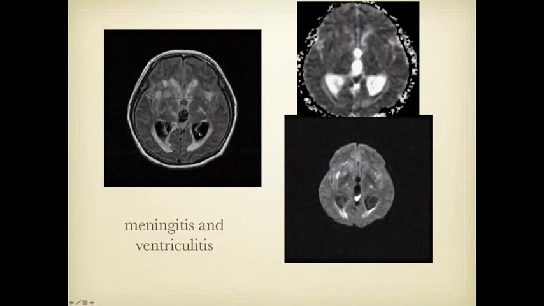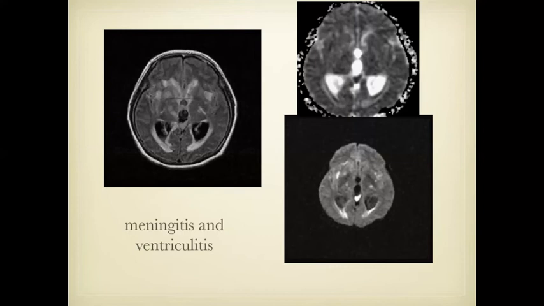Now here's a patient with meningitis. Notice the lack of suppression of the cortical sulci. There's a lot of interstitial edema around the ventricles. But I want you to notice in the dependent portion of the third ventricle, there's restricted diffusion. See here and here. So this is an indication of pus within the ventricles.